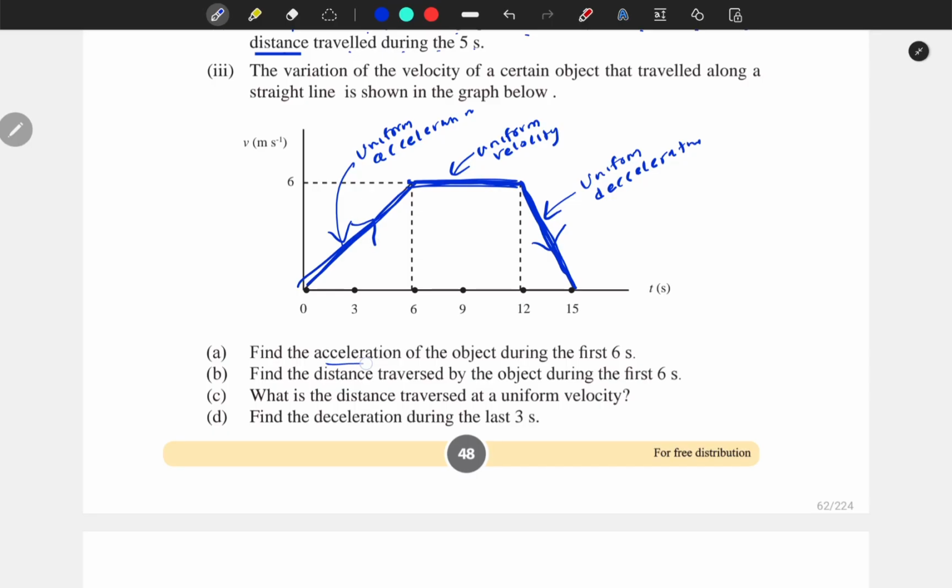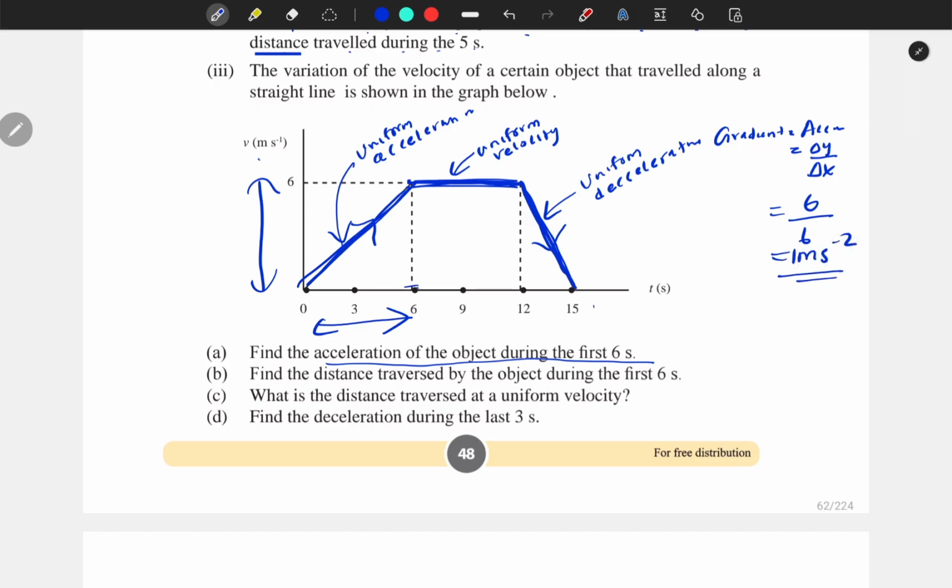So asking for acceleration during the first 6 seconds. This is acceleration. So what is the acceleration? You know, in a velocity time graph, the gradient equals acceleration, right? Y difference divided by x difference. What is the y difference? This distance, 6 minus 0. X difference, 6 minus 0. Then 1 meter per square second, which is the acceleration.